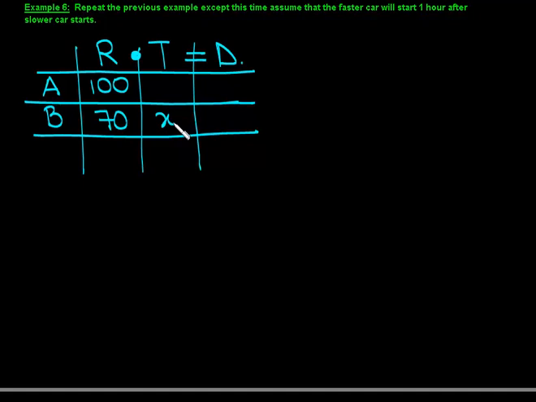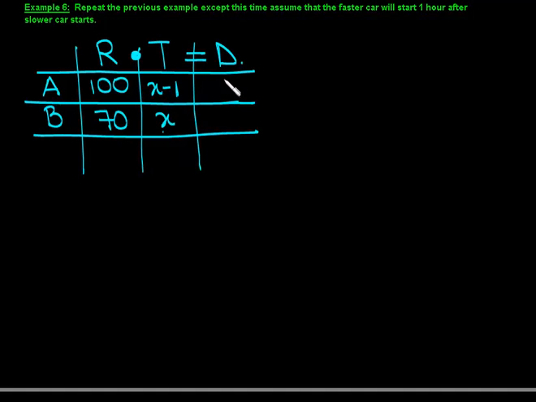before it met car A. Then car A would have been traveling for 5 because it was traveling for 1 less hour because it started an hour later. So it wasn't in motion for the same amount of time as car B, but it was in motion for 1 less hour. So if car B was traveling for X hours, the time for car A would have been what? X minus 1, because it would be 1 less hour.